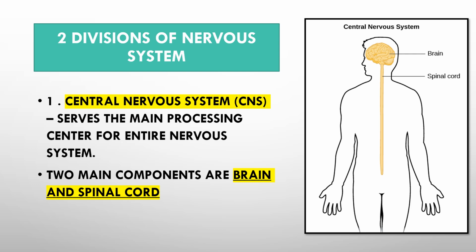First is the central nervous system, or the CNS. It serves as the main processing center for the entire nervous system. There are two components under the central nervous system. It is the brain and the spinal cord. Try to look at the picture at the left.